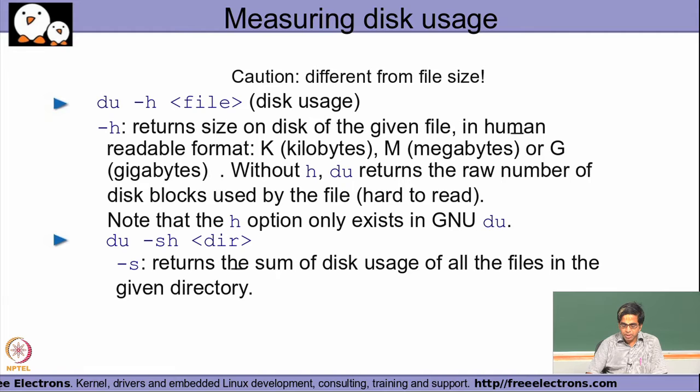If you use the -h option on a directory, it displays the sum of the disk usage of all the files in the given directory. That also helps us get an idea, instead of a file, of a particular directory: how much size is being occupied by that directory's contents on my disk partition.